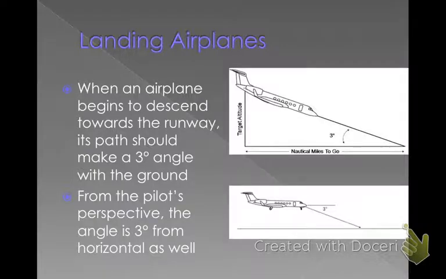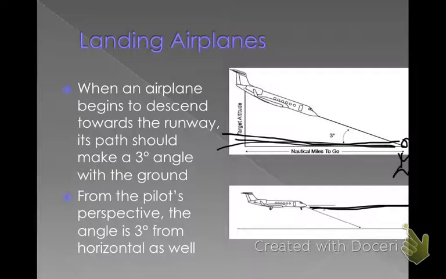When an airplane begins to descend towards a runway, it should make a 3-degree angle with the ground. So an observer here at the ground would look up at the airplane at a 3-degree angle. From the pilot's perspective, the angle is 3 degrees from horizontal as well. The difference is this horizontal here is real, it's the ground. But this horizontal line here is imaginary. It's just a line of sight.